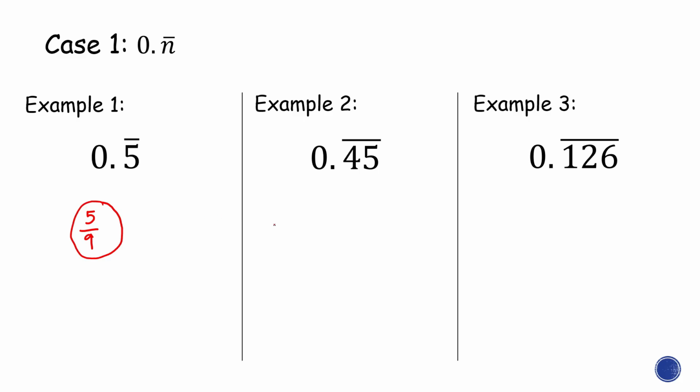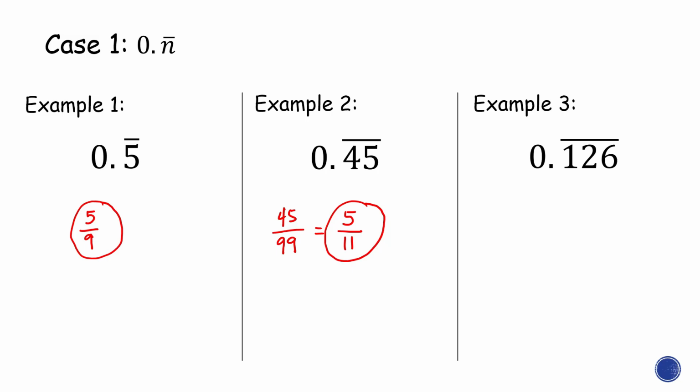So for example number 2, we have two repeating digits here, which are 4 and 5. Again, you take away the 0 and then the decimal point. So it's just 45 over 99 because there are two repeating decimals. Oh, this is not the final answer, by the way. We need to simplify this. 45 and 99 are both divisible by 9, so we can simplify this as 5 over 11.